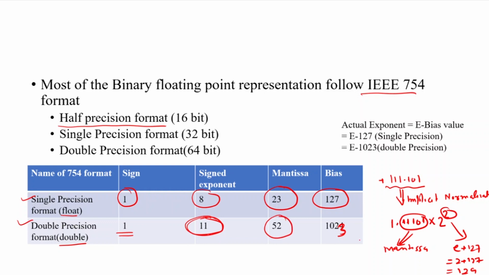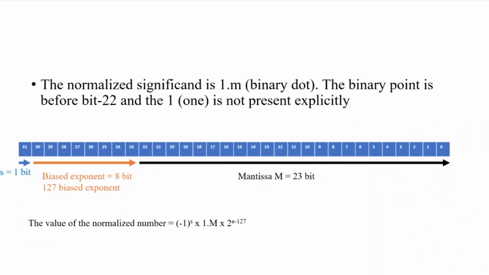Suppose the actual exponent is 2 in the case of double precision. Then we bias it by 1023. After taking the bias, the exponent is e plus 1023, that is 1029. So this is how we represent a floating point number using single precision format and double precision format.